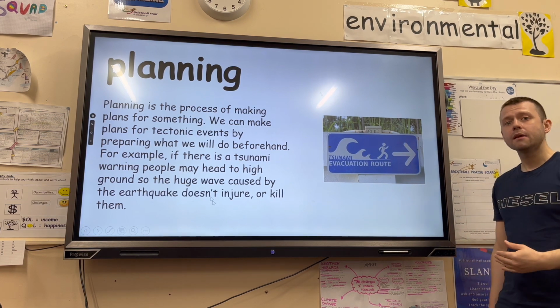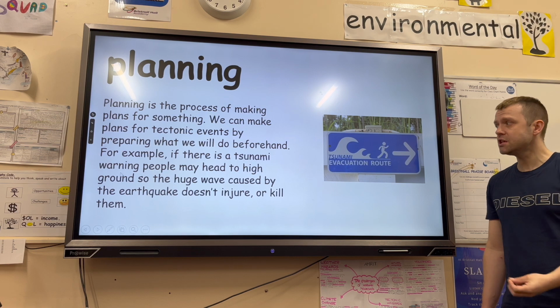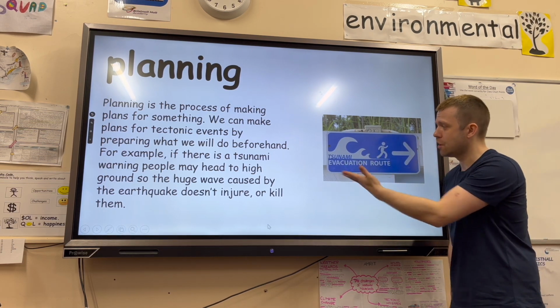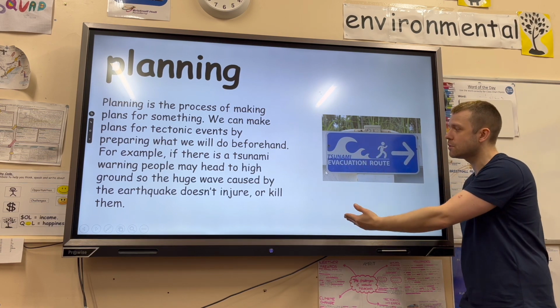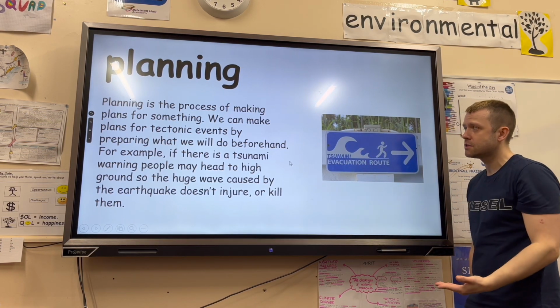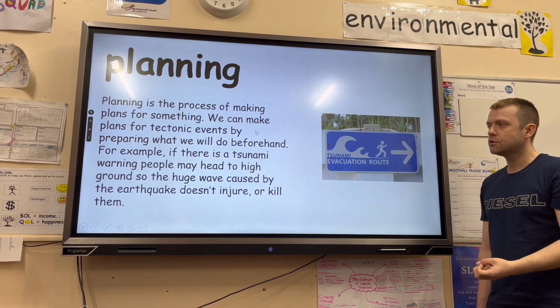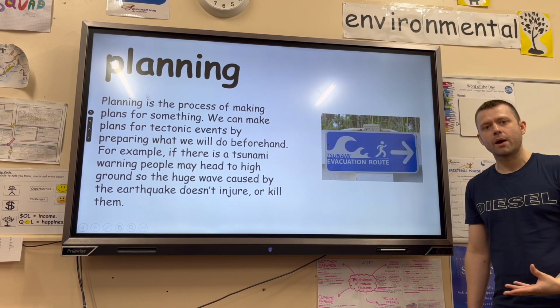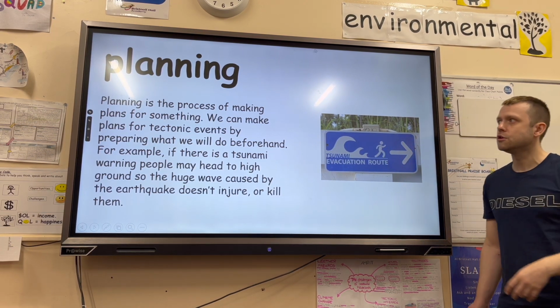And the final one is planning. So if you plan, you decide what you're going to do in the future. In terms of hazard risk, for example, here we're looking at the tsunami hazard, tectonic hazard risk. If you plan to have somewhere you can evacuate to in case of a tsunami, you are planning for the future. Other things you could do to plan are get yourself an earthquake survival kit. So if you're stuck without water and food for several days, you can survive.